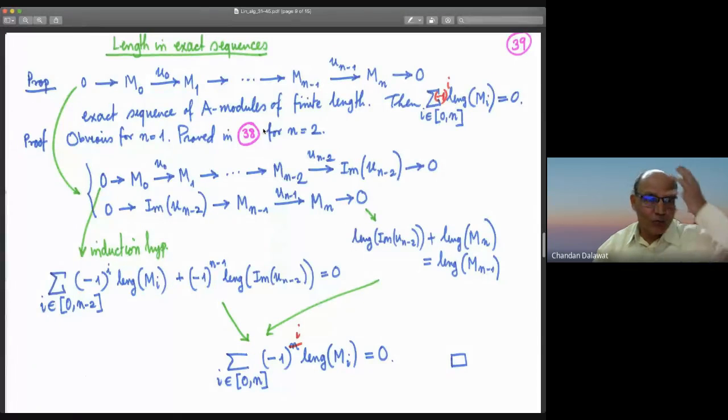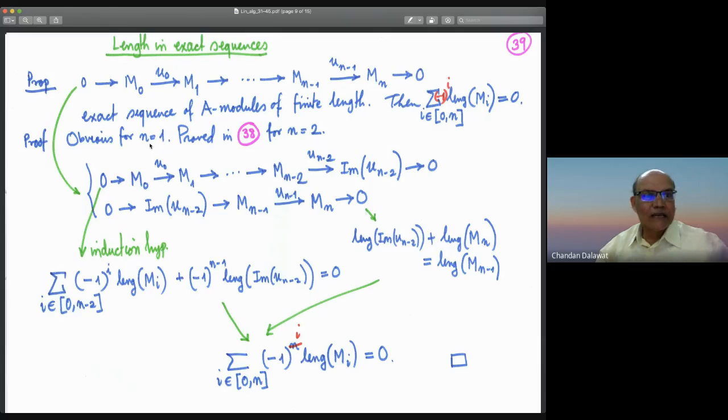Here, what is the proposition? It says that if I have an exact sequence, 0 to m0 to m1 and so on, all the way up to m little n to 0. So it's not necessarily a short exact sequence, right? It's an exact sequence of some length n. And if each of the modules has finite length, then the alternating sum of their lengths is equal to 0. This is the claim.